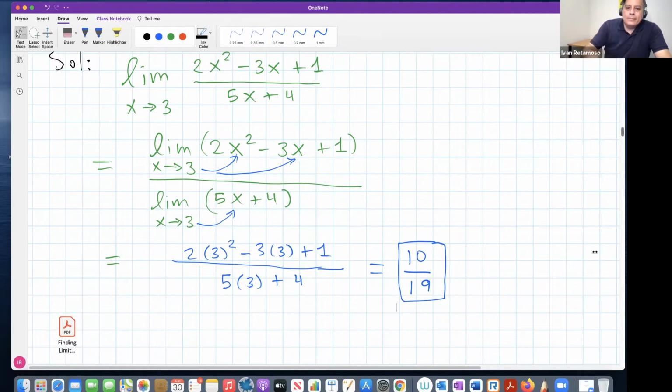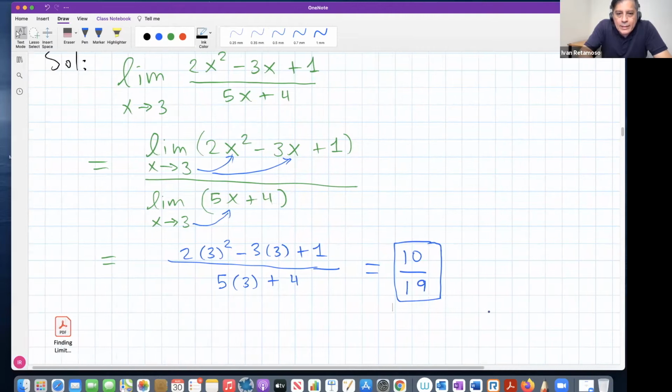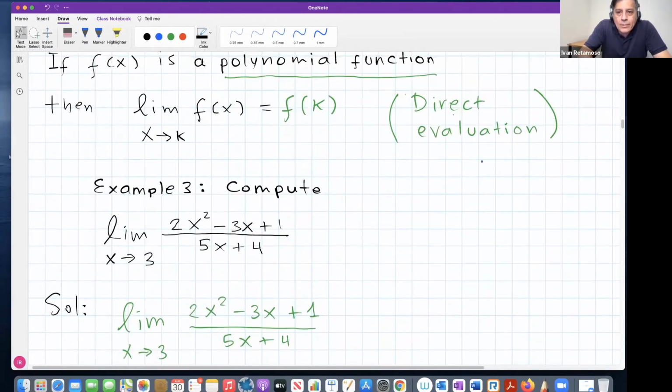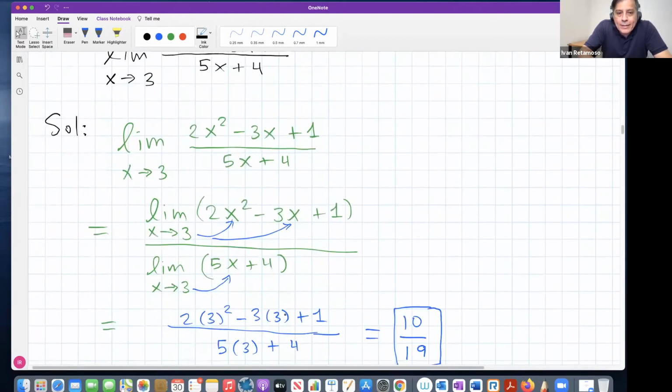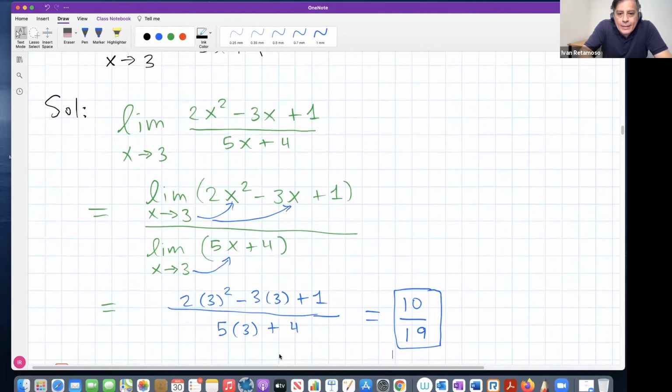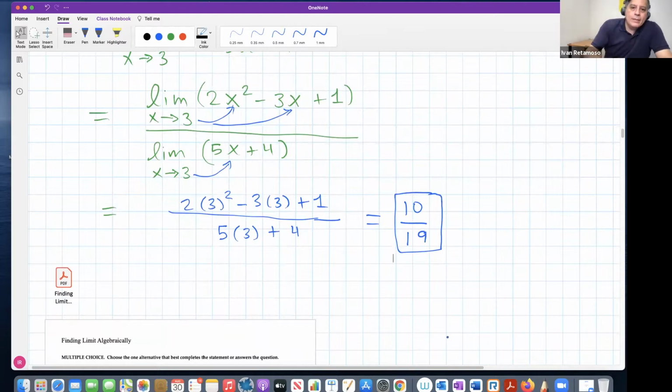Very good, that's it. So the moral of this story is, this first method called direct evaluation, as long as it works, as long as it doesn't lead you to something undefined, should be used first. And if you get a meaningful real number, then you are done. You may say, what if we don't get a meaningful real number, Professor? Well, I will give you other techniques, alternatives to overcome that situation. But for now, always try direct evaluation first.